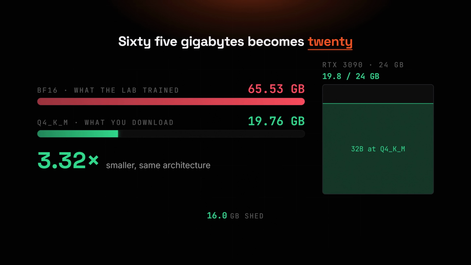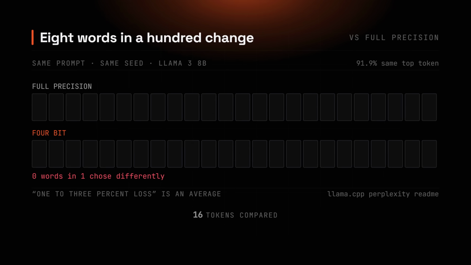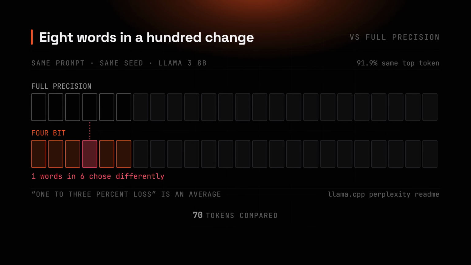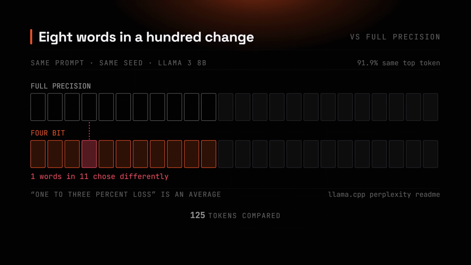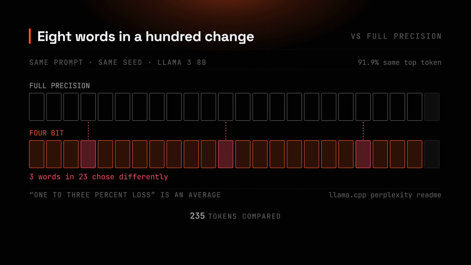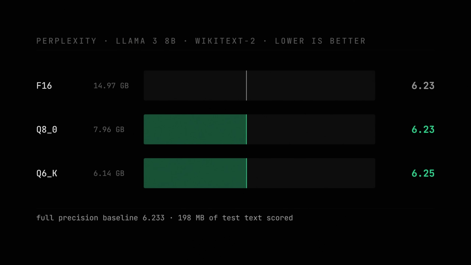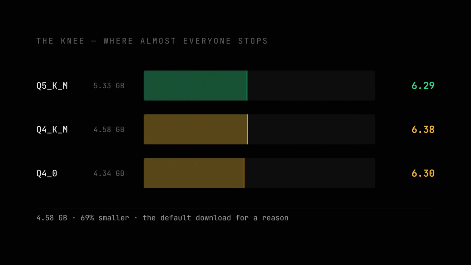That is the difference between renting a data center GPU and using a second-hand card in the machine you already own. The cost is usually described as a 1 to 3% quality loss, which is a generous way to put it. Measured against full precision on the same prompts, 4-bit picks a different next word 8% of the time. Down the ladder, 8-bit is effectively free, 6-bit is cheap, 4-bit is the knee. 3-bit does real damage.